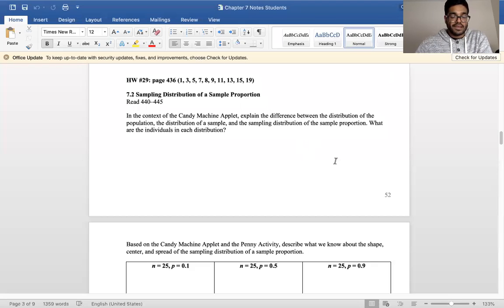All right, guys, this is going to be the second video here on sampling distributions. We're going to be looking at two main types of sampling distributions, one on proportions, one on means.